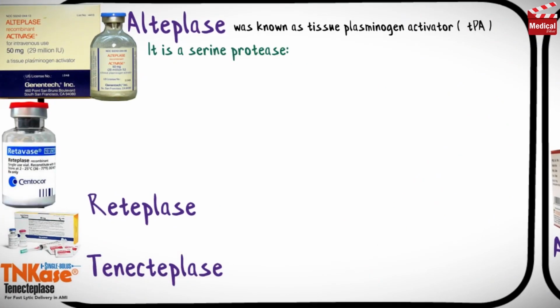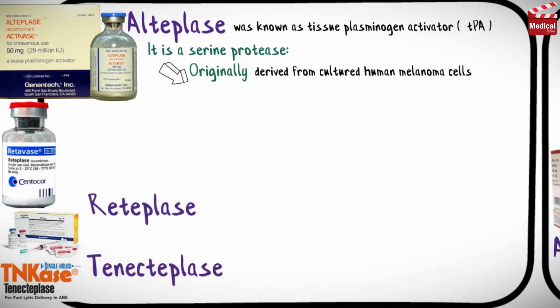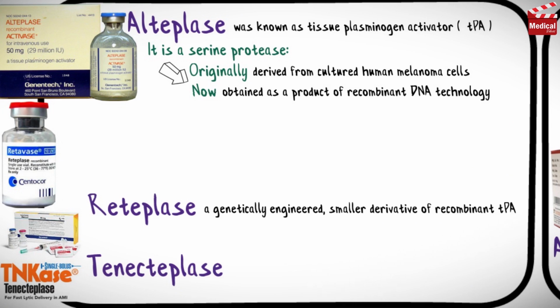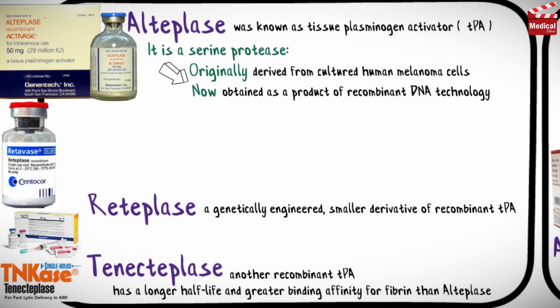It is a serine protease that was originally derived from cultured human melanoma cells. But it's now obtained as a product of recombinant DNA technology. Reteplase is a genetically engineered, smaller derivative of recombinant tissue plasminogen activator. Tenecteplase is another recombinant tissue plasminogen activator that has a longer half-life and greater binding affinity for fibrin than alteplase.